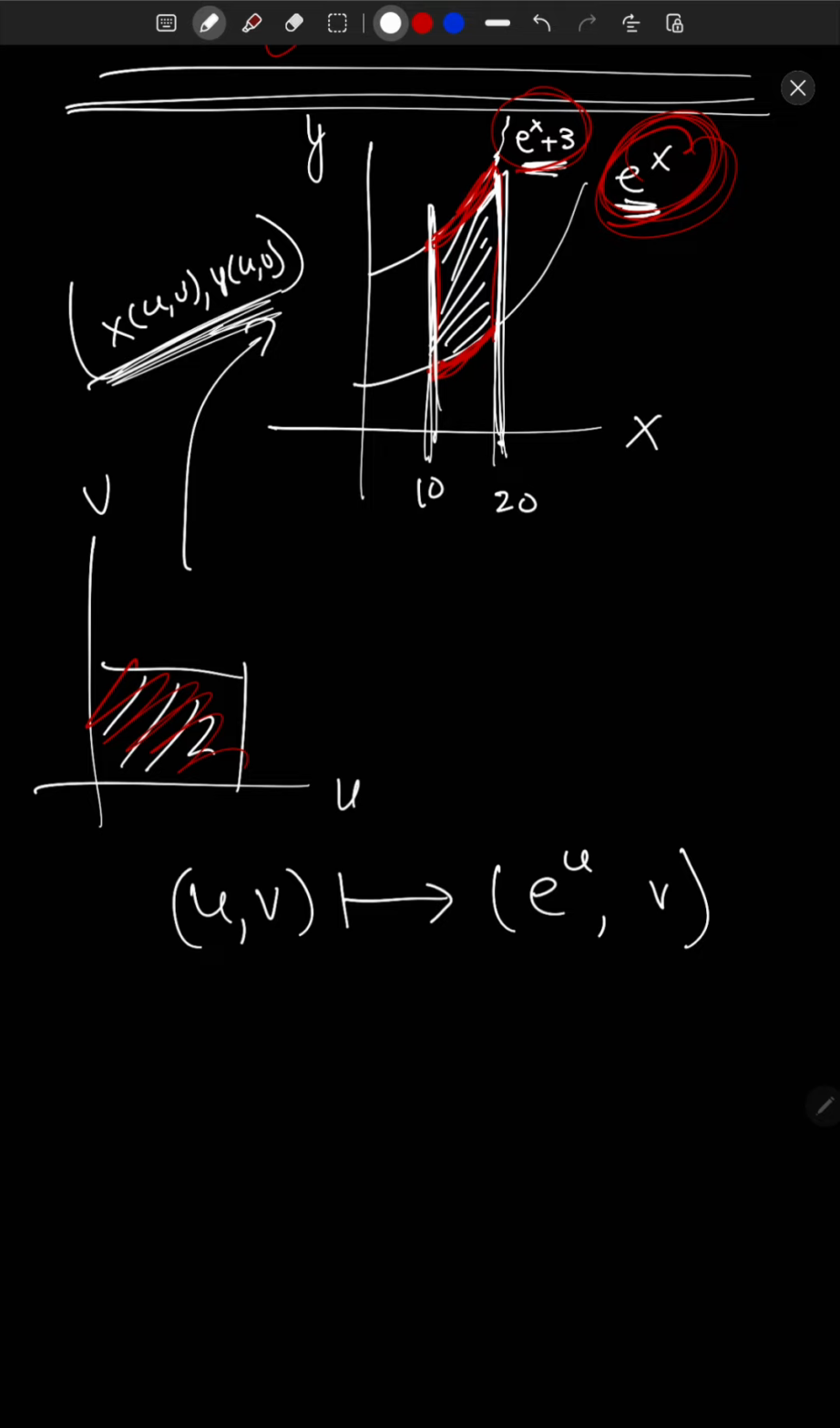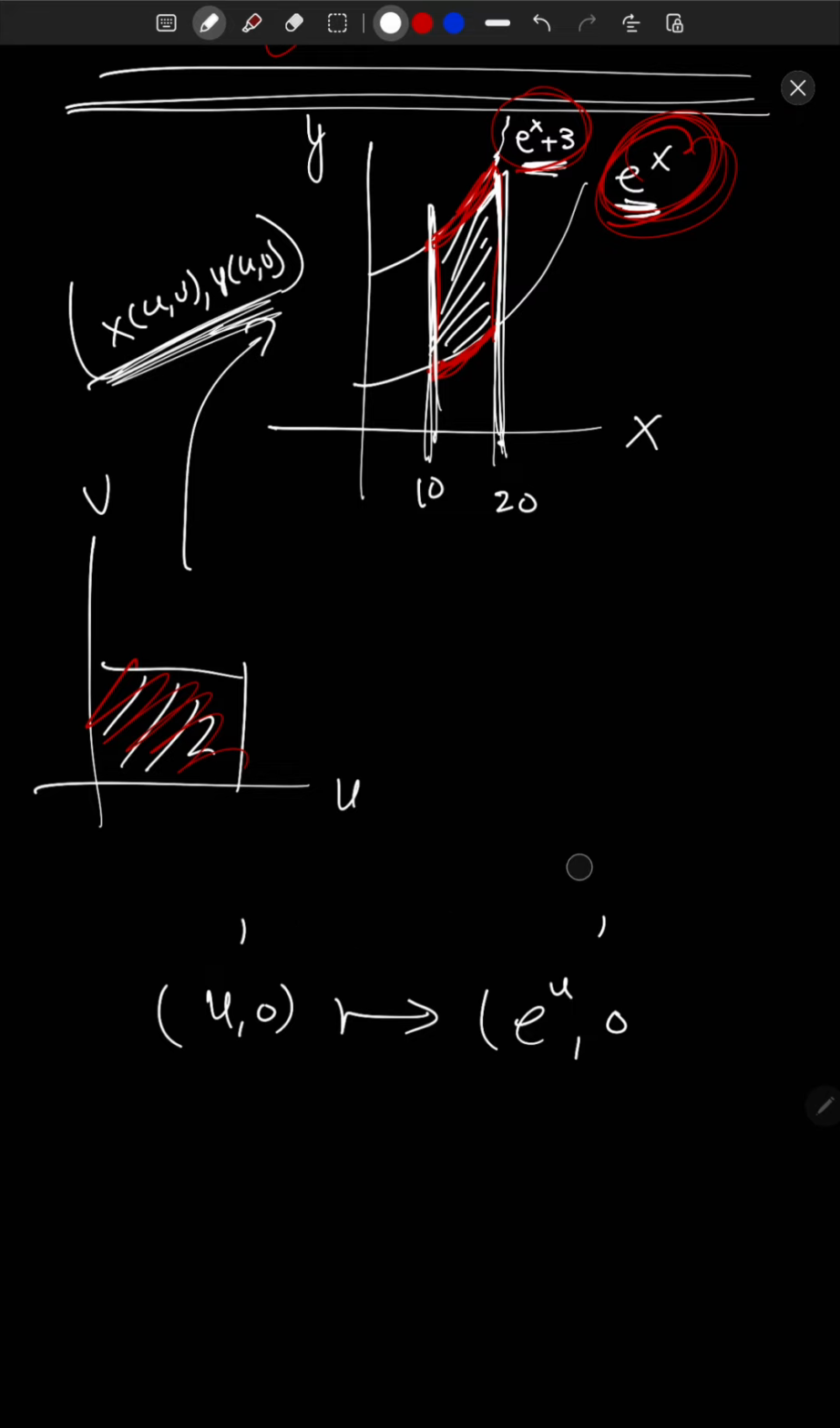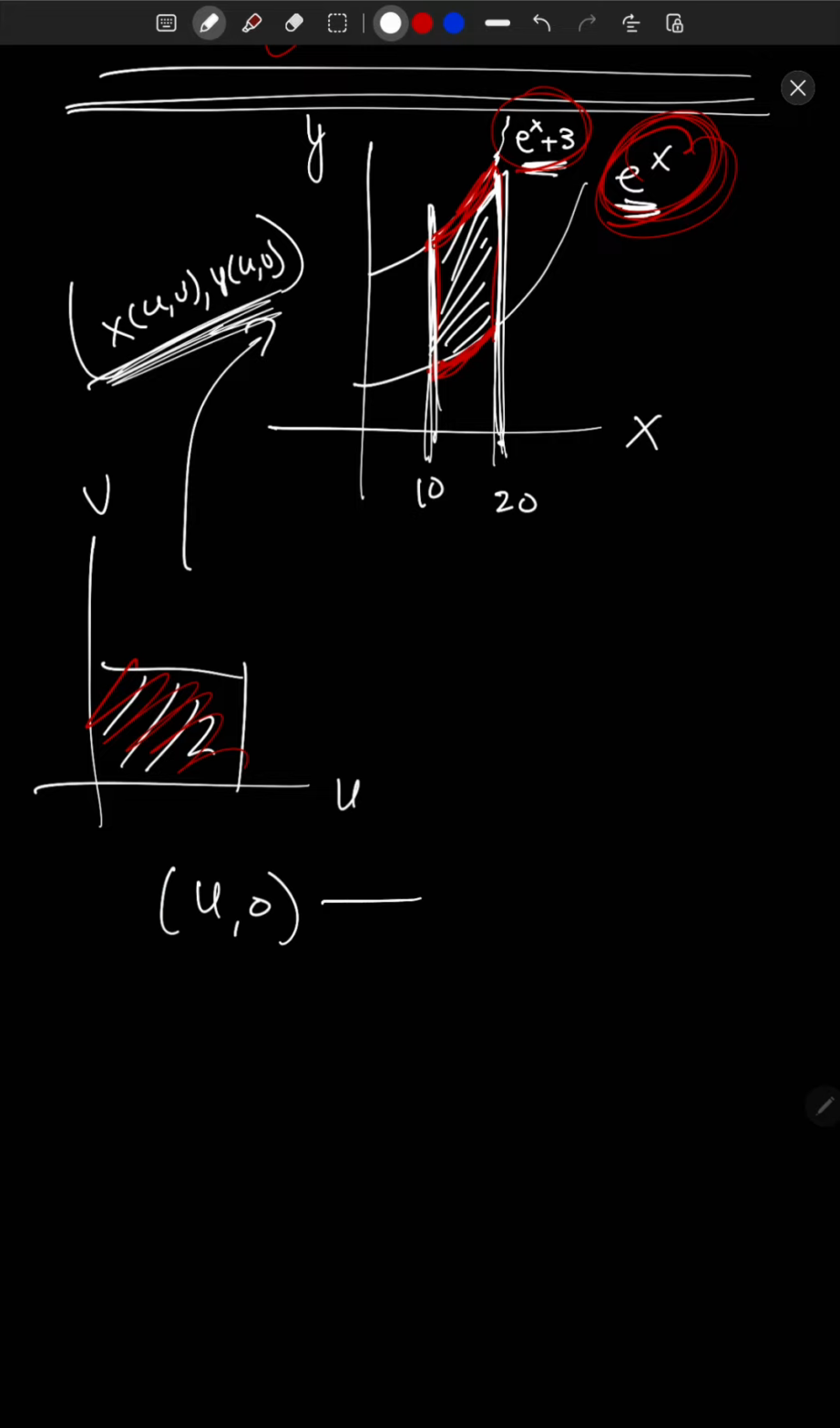Then what's going to happen is u comma 0 is going to go to e to the u comma 0. Oops, I shouldn't have done this all at once. Let me fix this, sorry. Let me start again. U comma 0 goes to, I want u comma 0 to go to this guy right there.